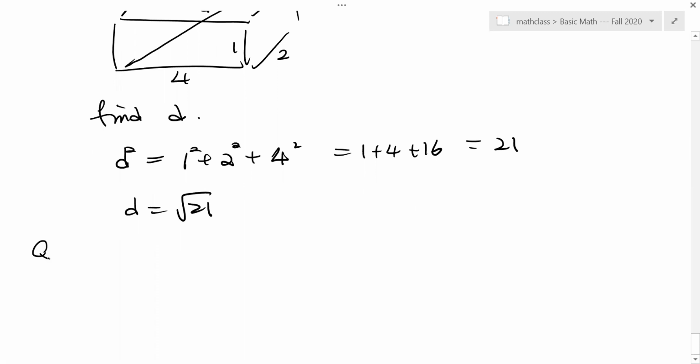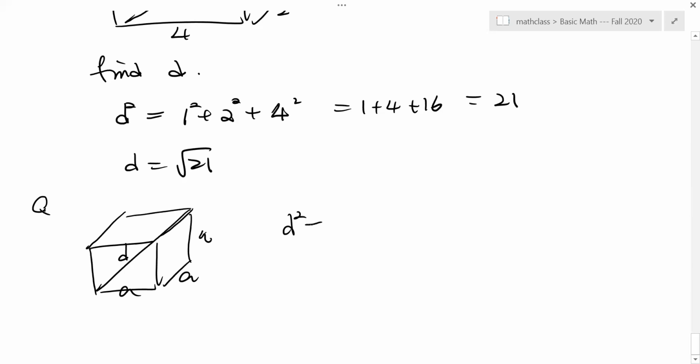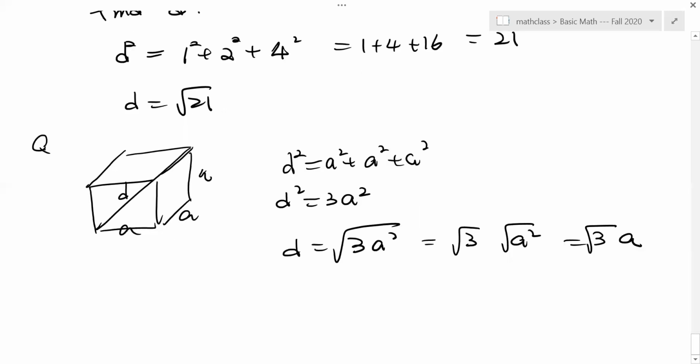All right, so here's another question. Let's look at the special case when it's a cube. The length of the diagonal is going to be d squared equals a squared plus a squared plus a squared. So that would be 3a squared, right? So how can I express d? d is going to be the square root of 3 times a squared. So I can express it in this form, right? The square root of a squared is just a. So d is going to be square root of 3 times a.